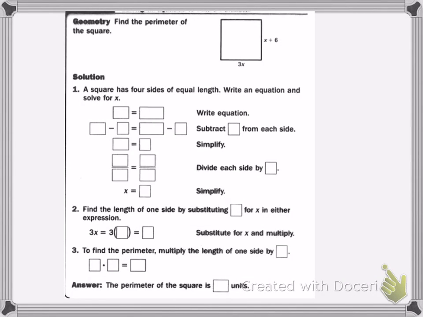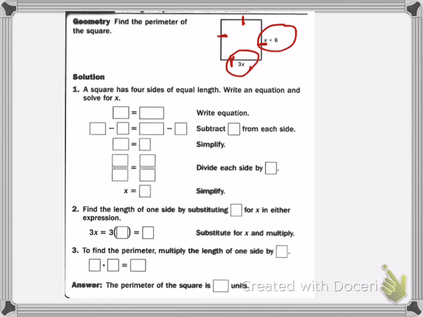So for example 4, we're going to apply this to finding the perimeter of a square. And we can't find the perimeter of the square until we find out what x is. But because it's a square, we know that all 4 sides are the same. If all 4 sides are the same, then we know that 3x has to be the same value as x plus 6. And that gives us our equation.